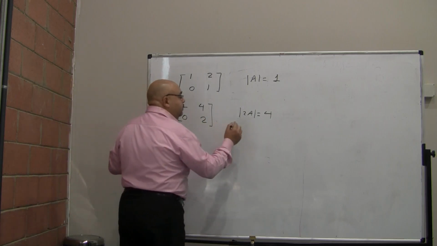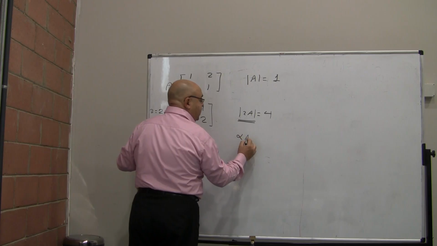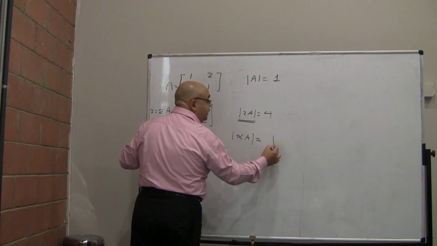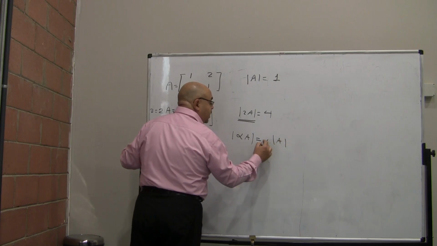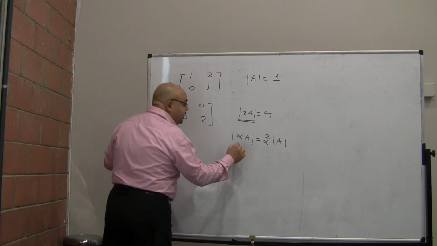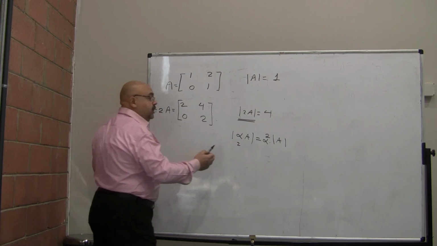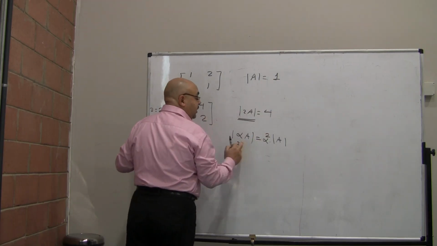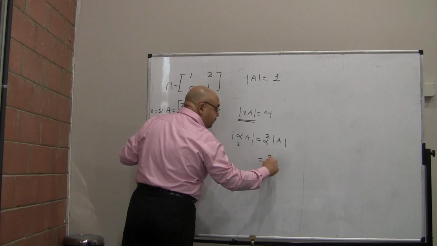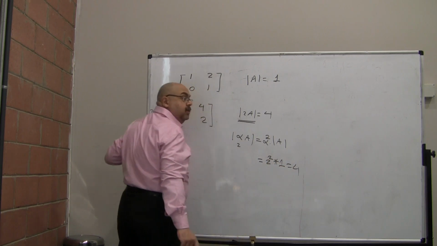What's the relation between the multiplication alpha A, the determinant of alpha A, and the determinant of A times alpha to the power of n? Actually, the value of this determinant is 1. Here, if you consider alpha equal to 2, it's going to equal 2 to the power of 2 times the determinant of A, which is 1, which equals 4.